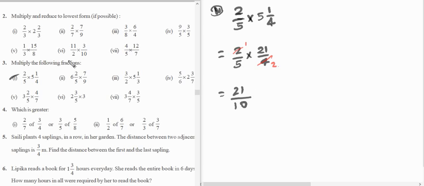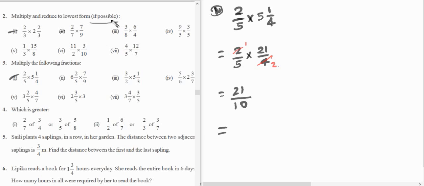One more thing you can do in all the questions here, which I forgot: you can convert the answer into a mixed fraction. If you want to convert the answer into a mixed fraction, you can. It is not mentioned in the question to convert it into a mixed fraction.